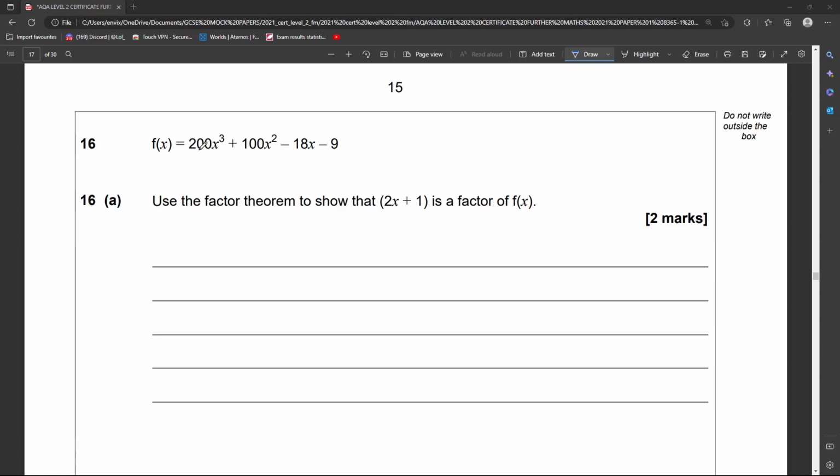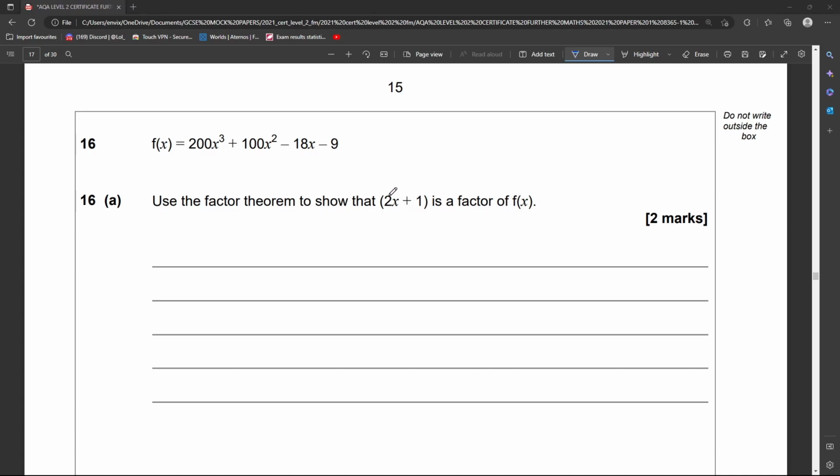So this is a question that requires you to use factor theorem. As the question states, f of x is equal to 200x cubed plus 100x squared minus 18x minus 9. Use factor theorem to show that 2x plus 1 is a factor of f of x.